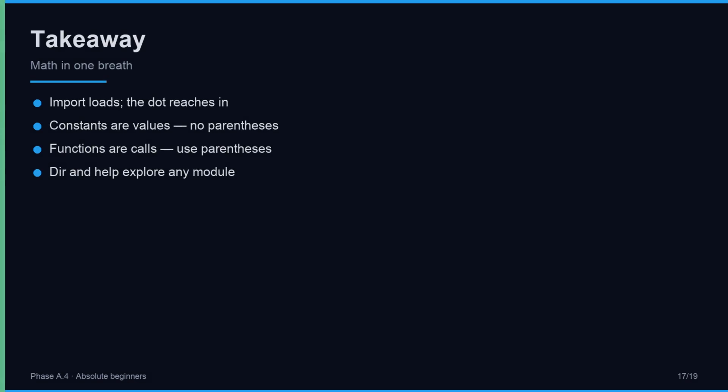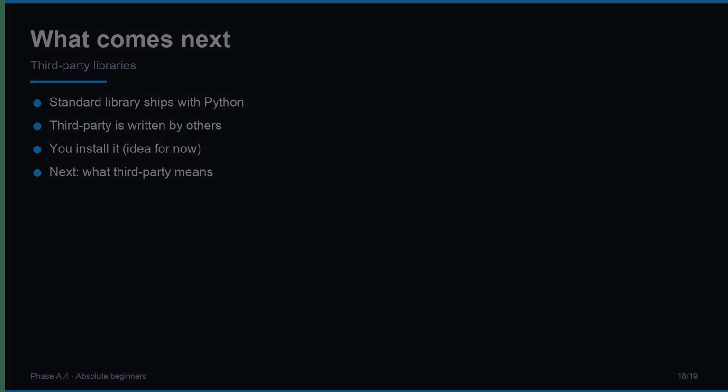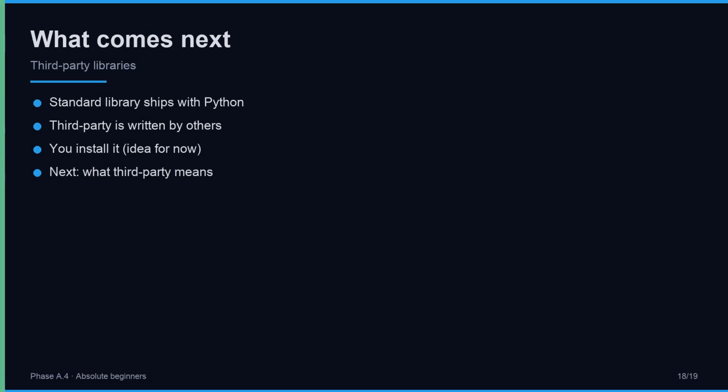Import loads the module, the dot reaches in. Constants like pi are values, no parentheses. Functions like sqrt are calls, use parentheses. Dir shows every name, help explains each one. Math is one module, every other module follows the same pattern. Once you can use math confidently, you can use any standard library module. Same pattern, every module.